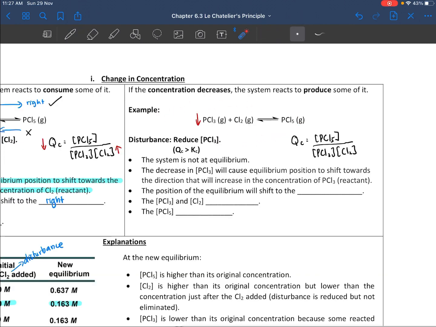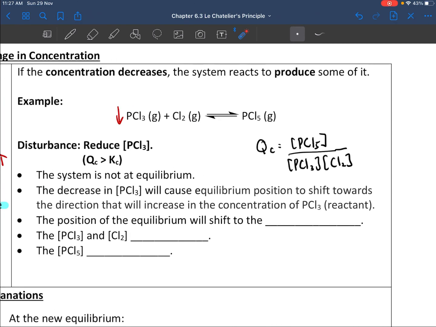Okay, so kenapa Qc lebih besar daripada Kc? Okay, so kita tengoklah tadi equation yang sama je. Okay, and then sekarang concentration PCl3 kita yang kurang. So maksudnya kita bahagi dengan number yang kecil. That means the value of Qc akan jadi besar. So that's why Qc greater than Kc. That means the system is not at equilibrium. So macam mana nak bagi Qc ni sama balik dengan Kc? Adalah dengan kita kena increasekan balik concentration of PCl3.